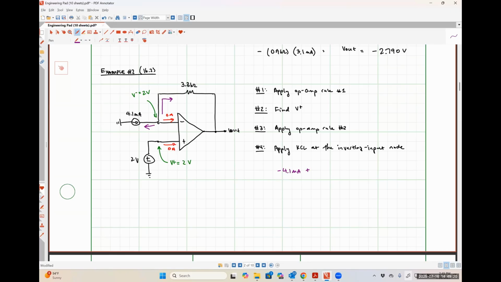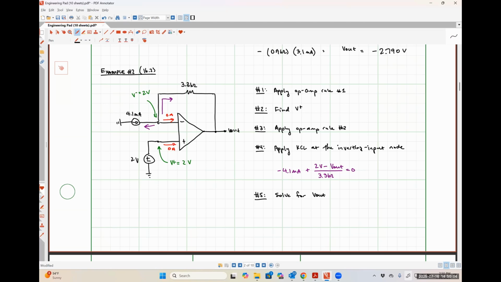And then how would I define the current flowing to the right using these effective nodal voltages? That would be 2 minus V out over 3.3 kilo ohms. So 2 volts minus V out over 3.3 kilo ohms. Oops, I put that on the wrong side of that 3. Let's set this equal to 0. And then step number 5 is just to solve for V out.